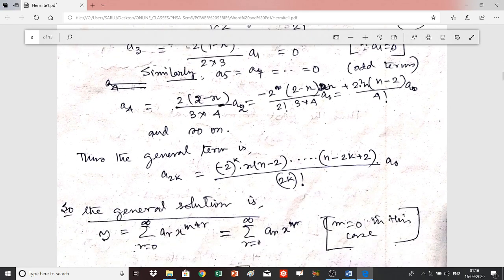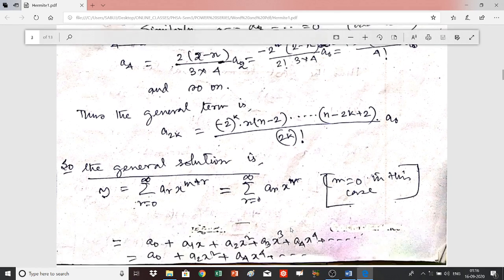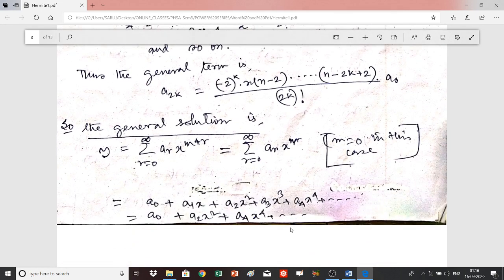So now the general solution is y is equal to the sum from r equal to 0 to infinity of ar x to the power m plus r. In the first case we have taken m equal to 0. So y is the sum from r equal to 0 to infinity of ar x to the power r, that is equal to a0 plus a1x plus a2x squared plus a3x cubed plus a4x to the power 4 and all other terms. But the terms a1, a3, a5, that is the odd terms of a, are 0. So you can write y is equal to a0 plus a2x squared plus a4x to the power 4 plus all other terms.